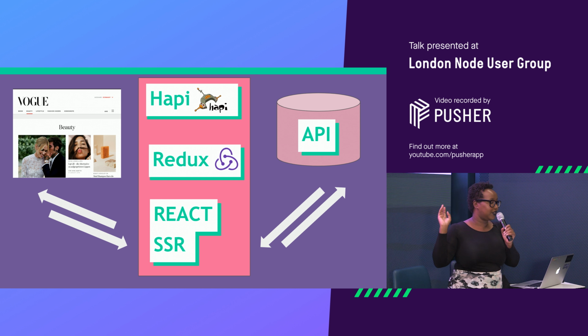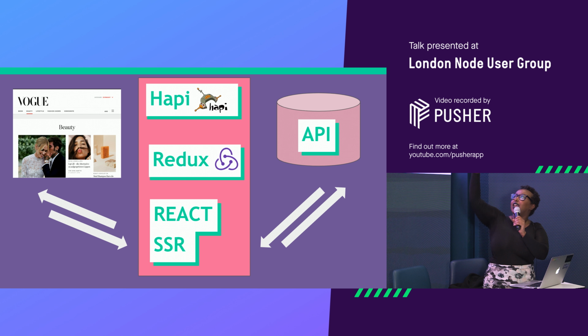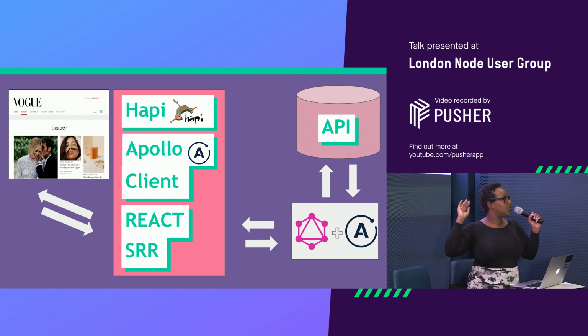So if you remember, this is how our application used to look. We were making requests to a content API, and we had a Happy server, we had a Redux store, and we were server-side rendering our application. And now this is how our application looks.